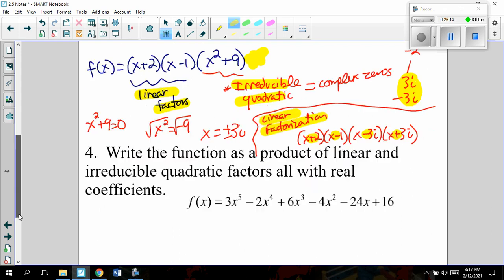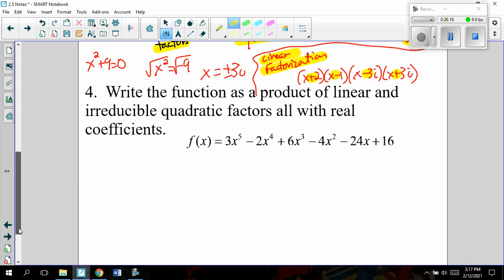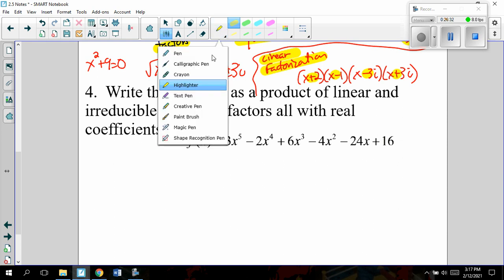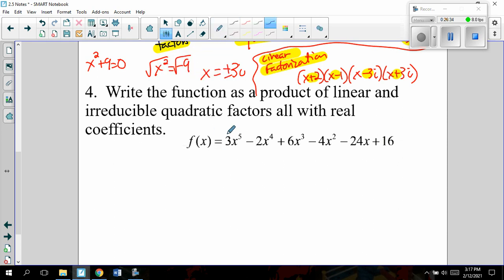All right, I would love for you to actually pause the video when I'm done here and try this one. You can see the directions: write it as a product of a linear and an irreducible quadratic factor, so you don't have to keep going and get the complex zeros. So see if you can do exactly like we did in the last one. Graph it, look for a nice zero.